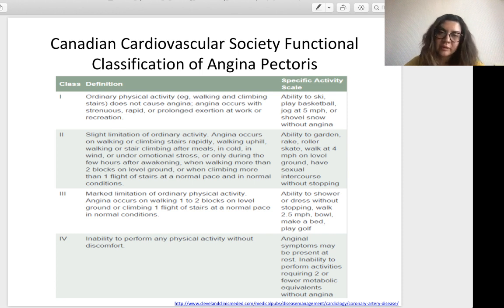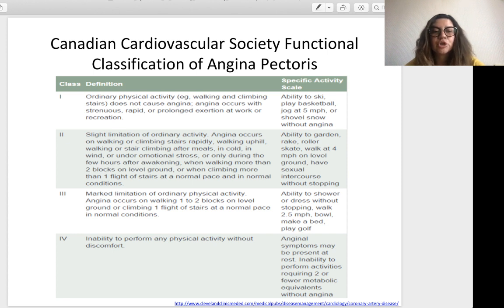And what specific activity can it be? It is the ability to ski, play basketball, jog at 5 miles per hour, or shovel snow without angina. Second class.